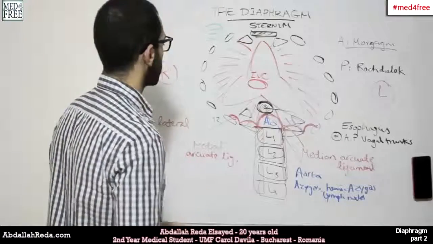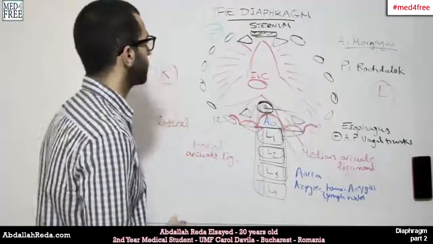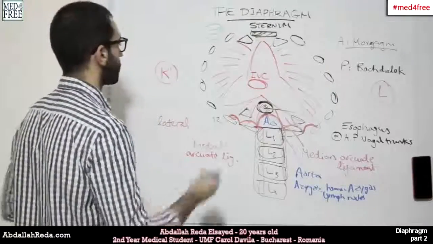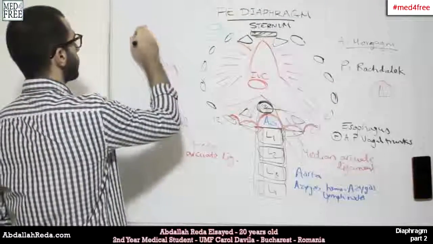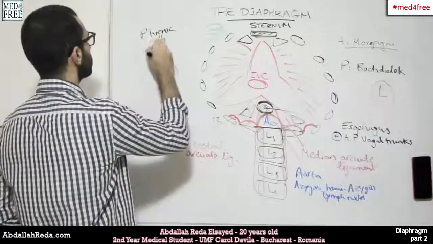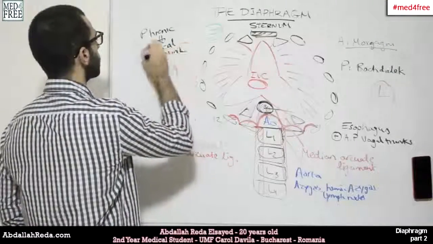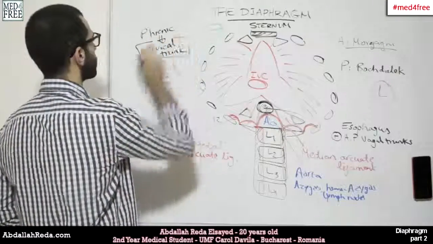The final thing that we're going to talk about is the innervation of the diaphragm. The diaphragm is innervated by the phrenic nerve. So the phrenic nerve from the cervical trunk.